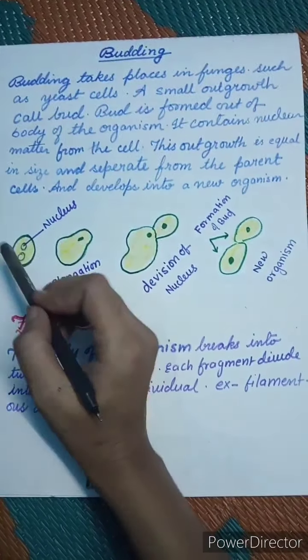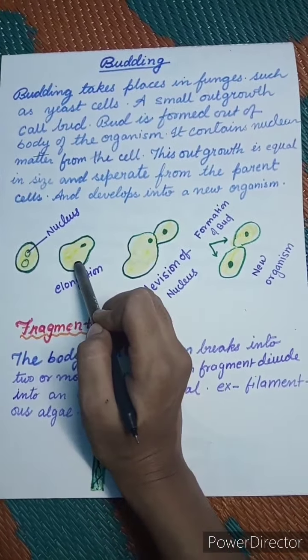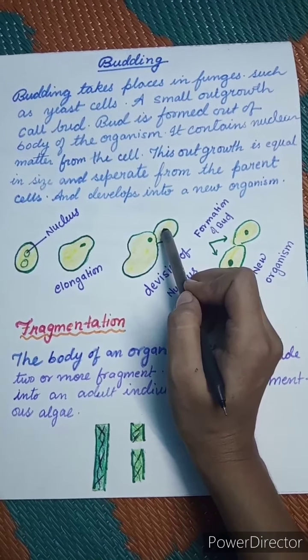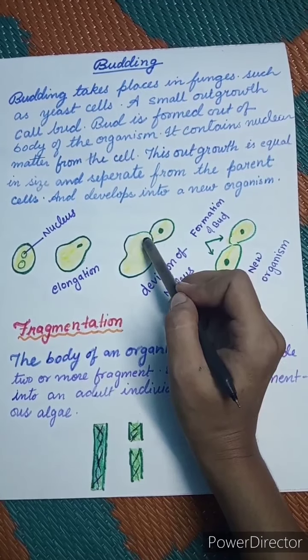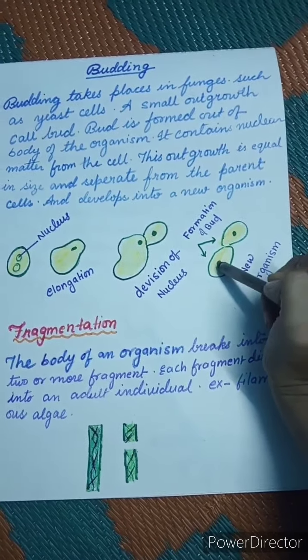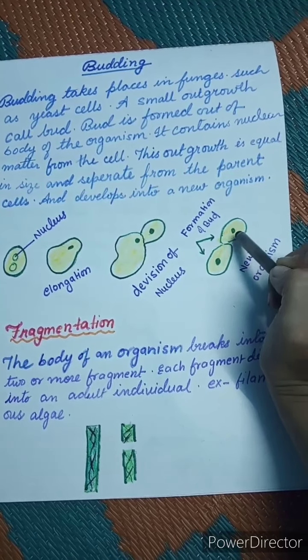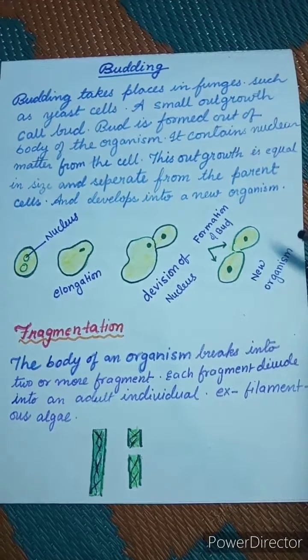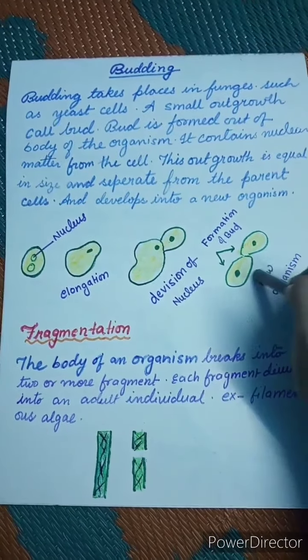How does it occur? First, elongation takes place, and a small outgrowth appears. This outgrowth keeps growing and becomes as big as the parent cell, and they both will have their own nucleus. In this way budding gives rise to a new organism.